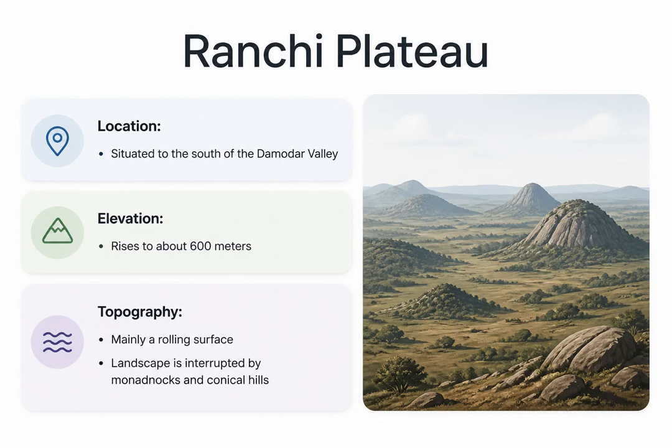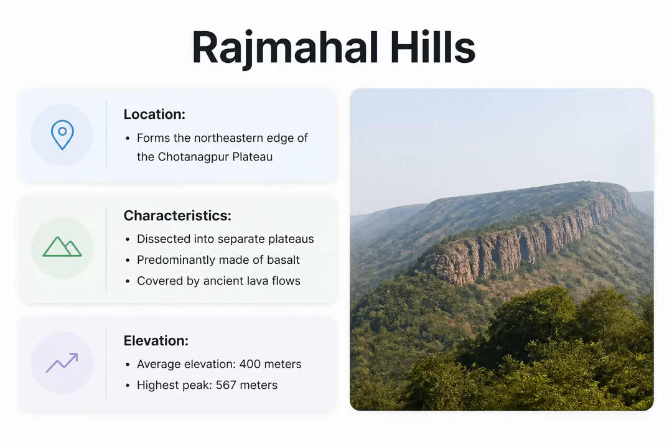Conversely, to the south of the Damodar Valley is the Ranchi Plateau. It shares a similar elevation of about 600 meters, but its surface is distinctly rolling. The sweeping plains here are frequently interrupted by steep conical hills and monadnocks, which stand out sharply against the otherwise gentle terrain. At the very northeastern edge of the Chota Nagpur Plateau, we find the Raj Mahal Hills.